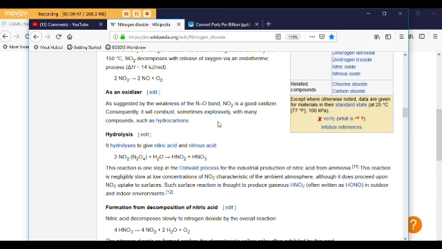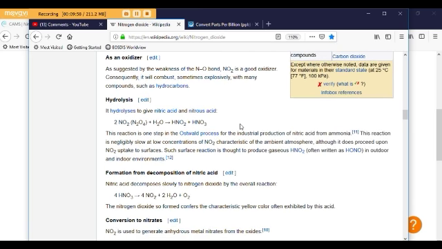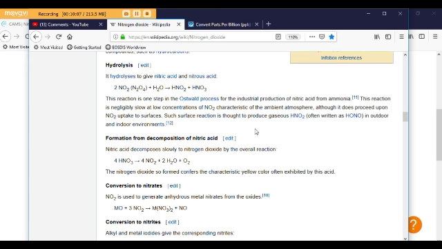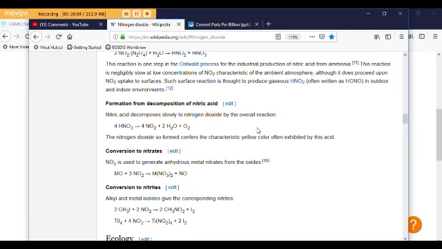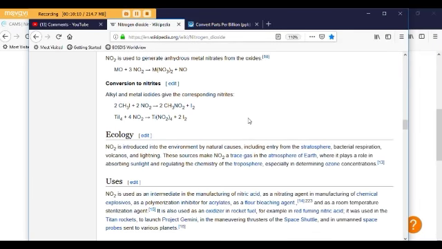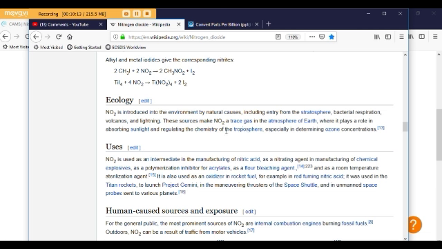It's used as an oxidizer. Consequently, it will combust, sometimes explosively, with many compounds such as hydrocarbons. So maybe oil? I don't know. Here it talks about hydrolysis, etc., conversion to nitrites.